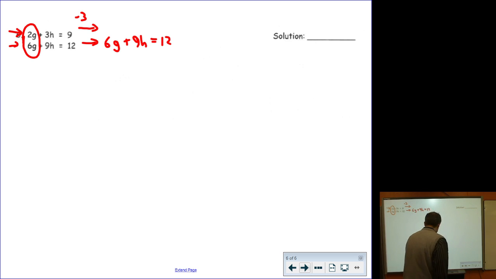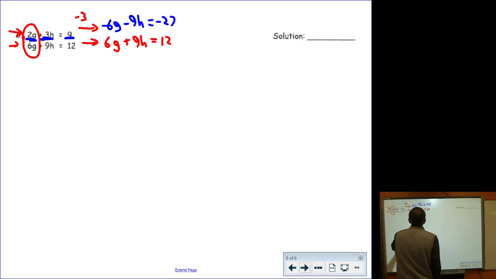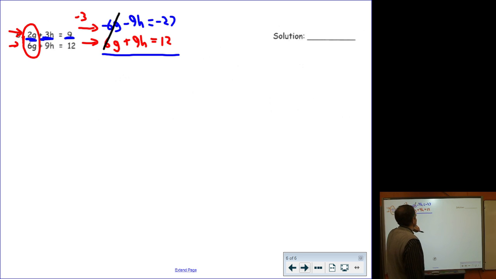And that would give me negative 3 times that gives me negative 6. Negative 3 times that gives me negative 9. And negative 3 times that gives me negative 27. Now that I have my opposites, I'm ready to go ahead and add the equations together. Negative 6 and positive 6 cancels out. Negative 9 and positive 9 cancels out. Well, that's interesting. Both things canceled out.